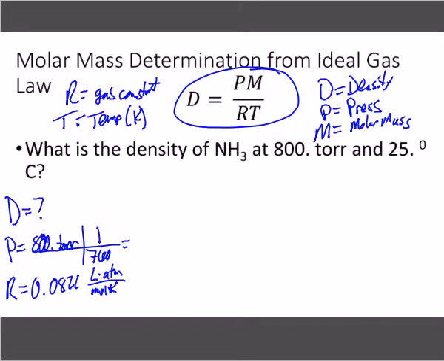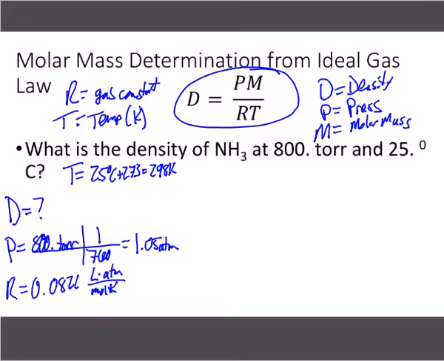Somebody do that math really quick. 800 divided by 760. What do we get? 1.05 atmospheres. All right, what else am I given? Temperature. What do I have to do with that? Add 273. That gives me 298. Notice that's one that we use a lot. We've seen it in a lot of problems because it's kind of like room temperature, so it's a common temperature. What else am I given?